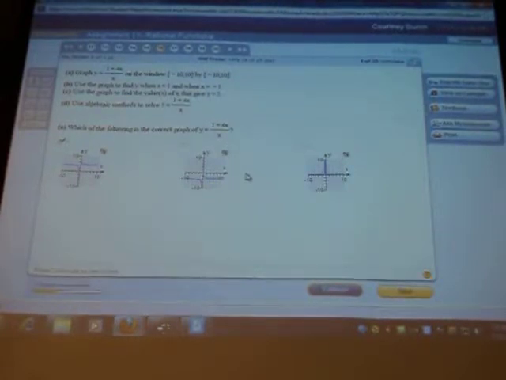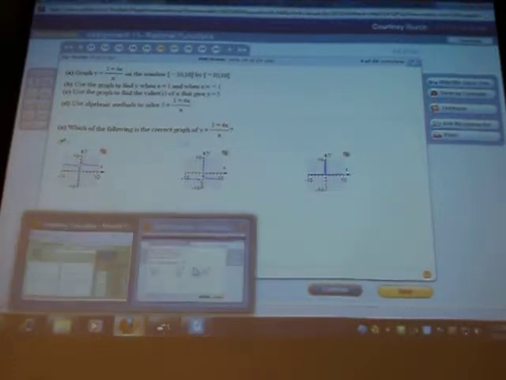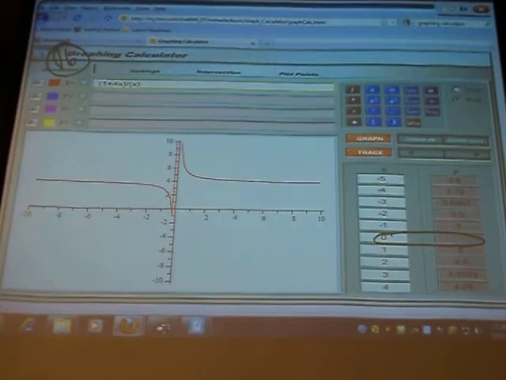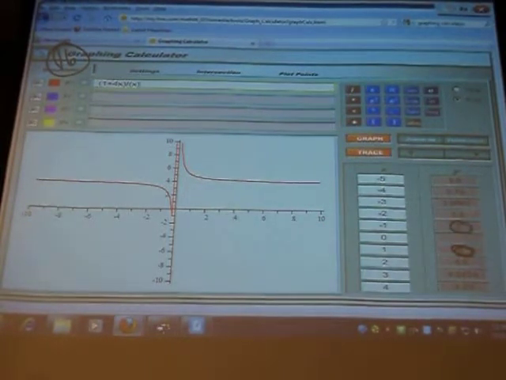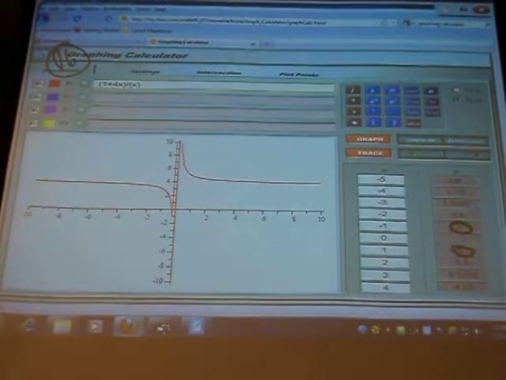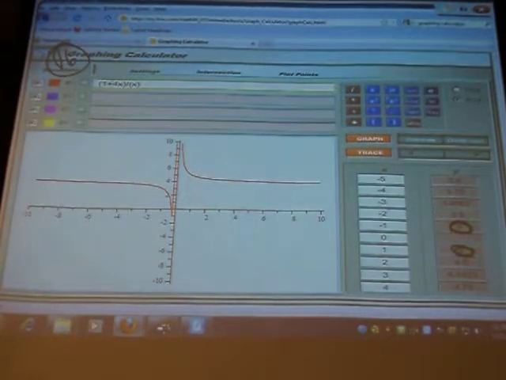Okay, next it's asking me to find some function values, find some y values when x equals 1 and x equals negative 1. Now what can I use to find the table? So when x equals 1, y equals 5. And when x equals negative 1, my y value is 3. Okay, so my answers for the second part are 5 and 3.